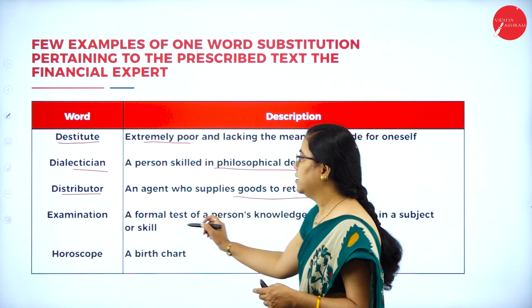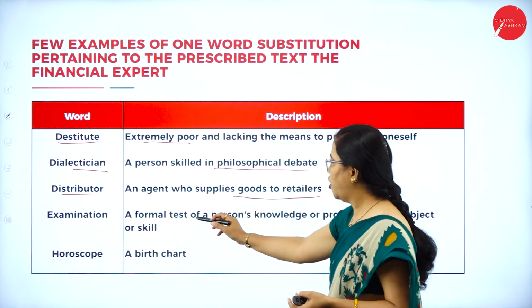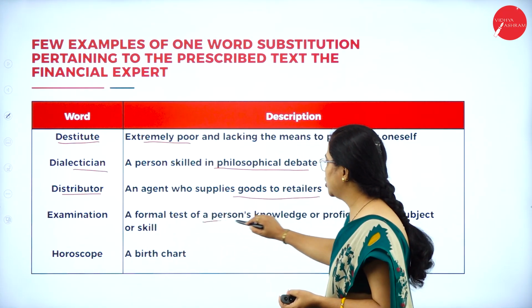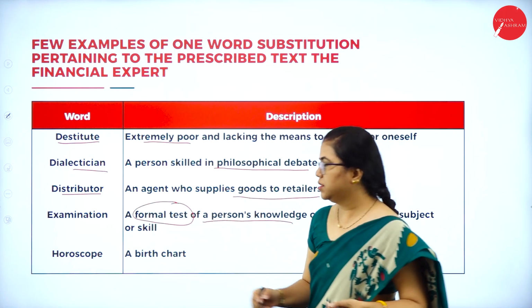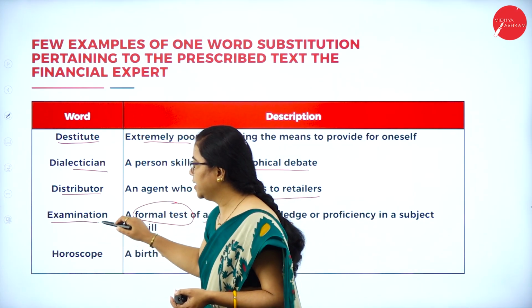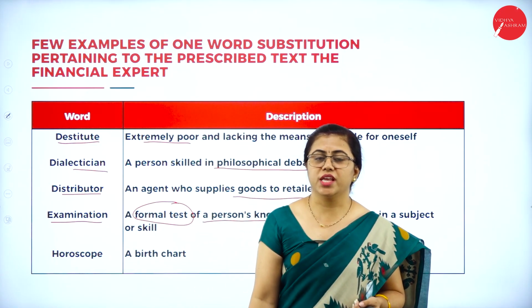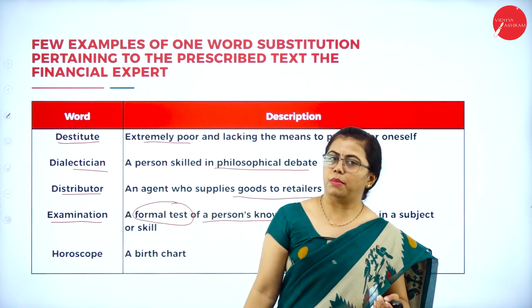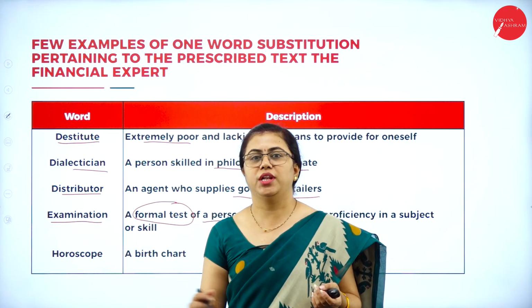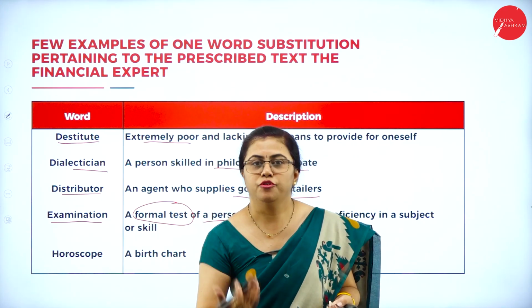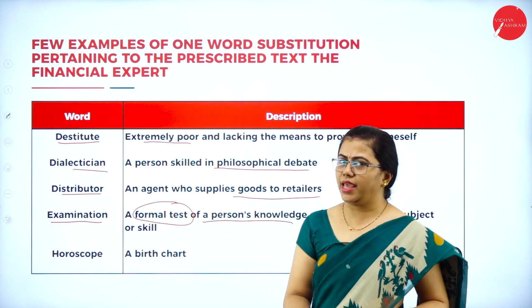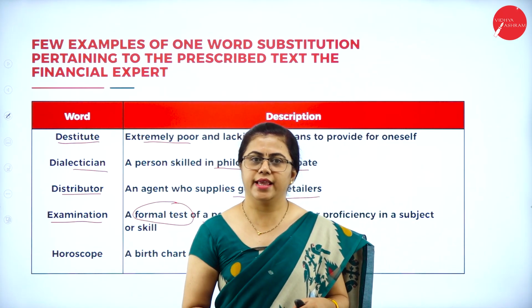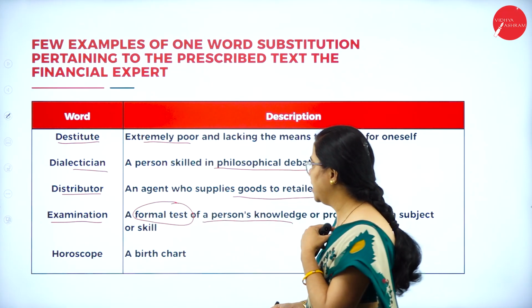Fine. Then this is very much known to you: a formal test of a person's knowledge. It's a formal test that the school or college conducts, an examination. This is in relation to Balu. Balu faced the examination and failed in his exams. So you can say Balu had failed in his examination. Something like that can be said.